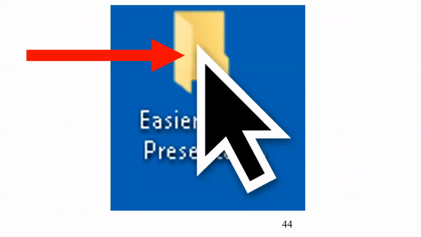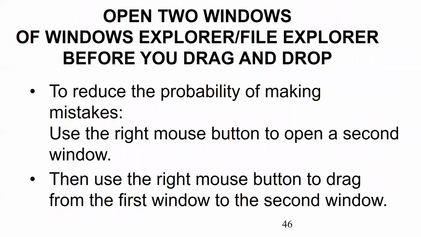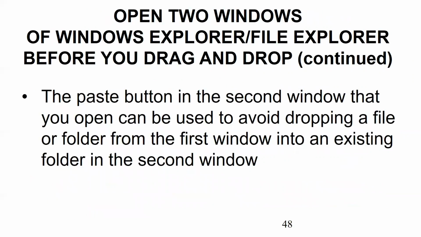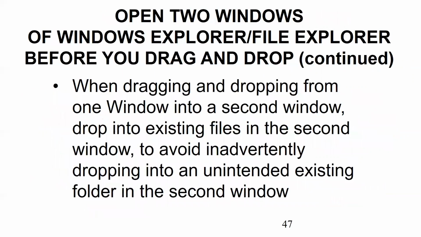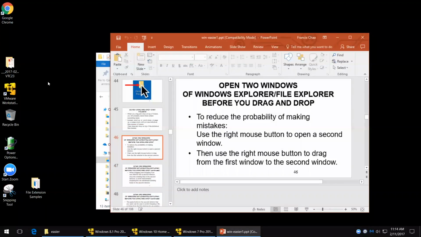Okay, when you drag and drop things on top of a bunch of folders, especially if you have the folders sort of small, you'll probably never find out where they land. I've seen people do that over and over again when they buy new computers. Instead, if you scroll up and down and you drag and drop on top of, I should show this one, so let me try to demonstrate that one again. Let's see, what else should I show?